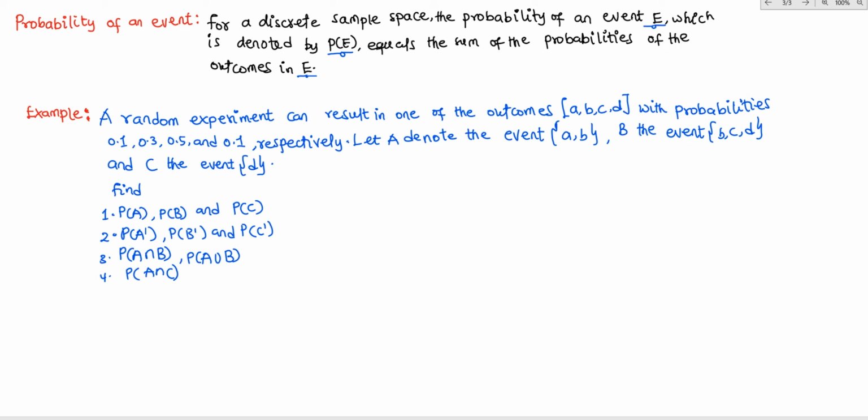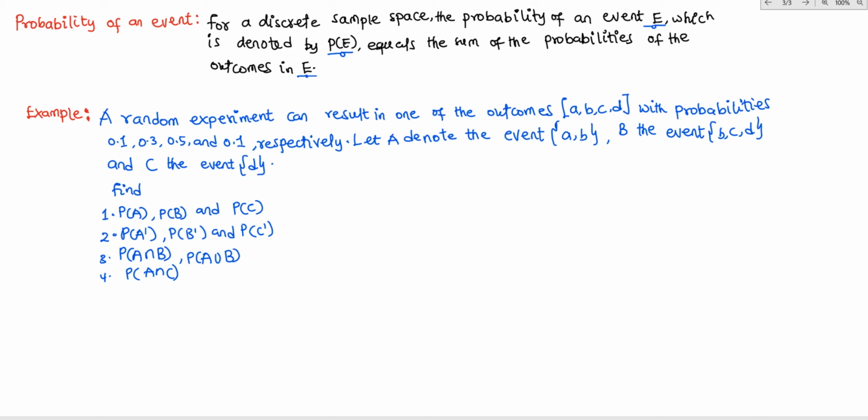To better understand this, we are going to solve this example. The question says that a random experiment can result in one of the outcomes A, B, C, and D, with probabilities 0.1, 0.3, 0.5, and 0.1 respectively. Let A denote the event {A, B}, let B be the event {B, C, D}, and let C be the event {D}.